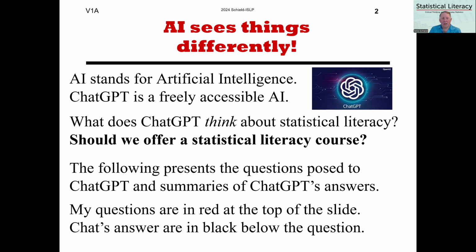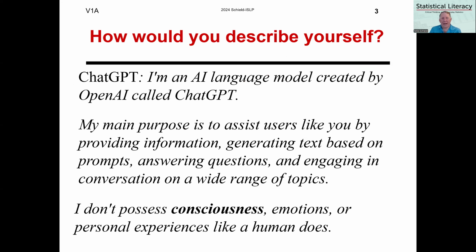So the questions will be posed at the top of the slide in red. Chat's answers are in black below. Let's get started. Chat, how would you describe yourself? And this is what Chat said. I noticed at the bottom, Chat said, I don't possess consciousness, which means I don't think the way that humans do. This is important.